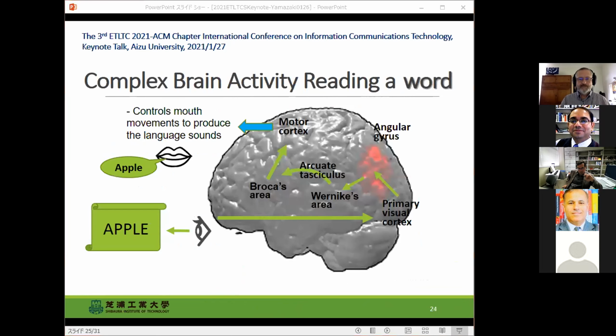So let me introduce two examples of how complex brain activity is. When we see the word APPLE, this kind of visual signal goes to the primary visual cortex, and then is decoded at the angular gyrus, then sent to the language areas of the brain. And then Broca's area sends the signal to the motor cortex to move the muscles to produce the sound apple.